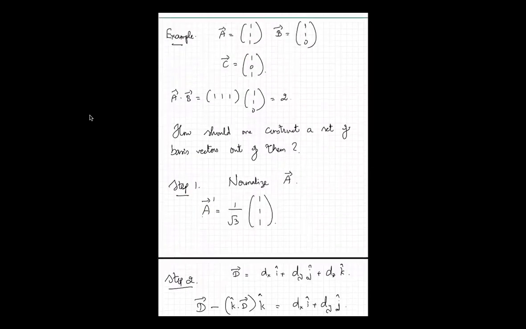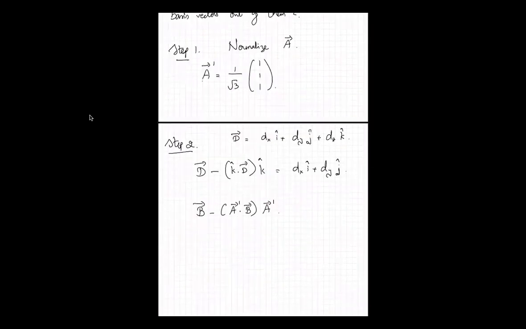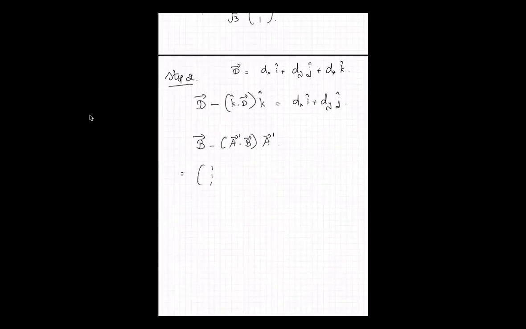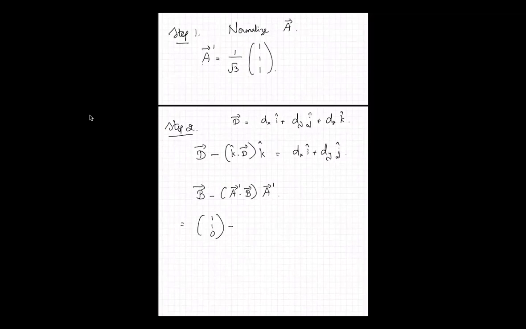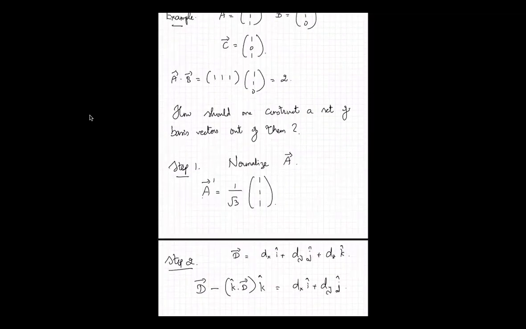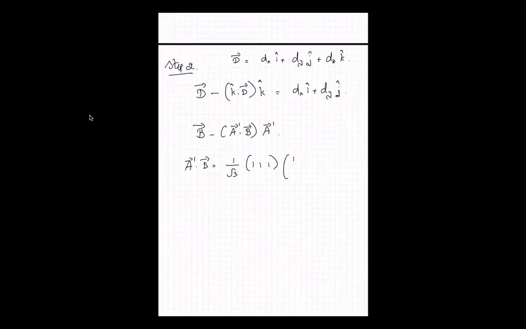So what is this? The vector B in our example is 1, 1, 0. So this is 1, 1, 0 minus A prime dot B. Let us work out A prime dot B separately. A prime dot B is 1 over root 3 times the row vector 1, 1, 1, times B, which is 1, 1, 0. So this is 1 over root 3 times 1 plus 1, which is 2 over root 3. The dot product has to be a number.